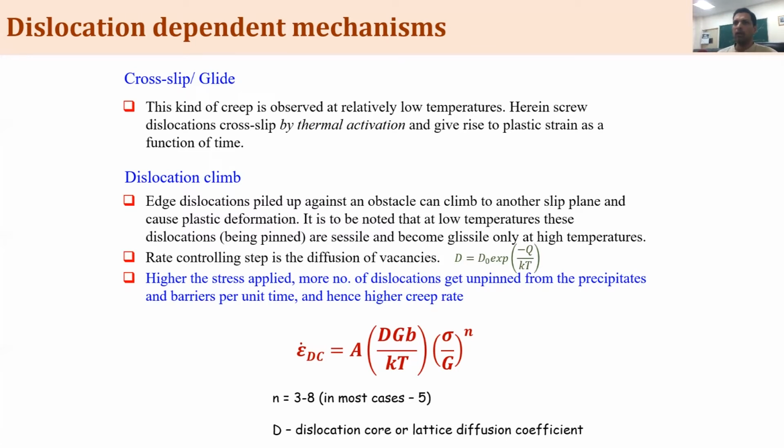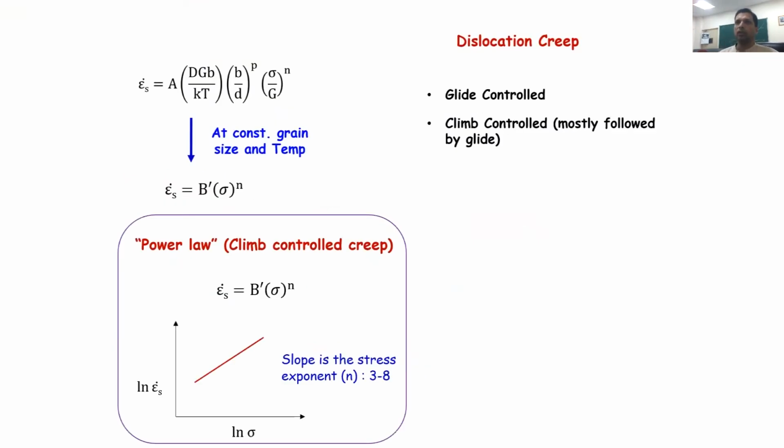And D over here is mostly dislocation core or lattice diffusion coefficient. So this is the general equation, and at constant grain size and temperature, we know that we obtain an equation like this, which is called power law, which is a climb controlled creep. So you can see it is very dependent on the stress, assuming that the temperature is constant. And so strain rate is equal to P prime times sigma to the power N, where N is of the order of 3 to 8.